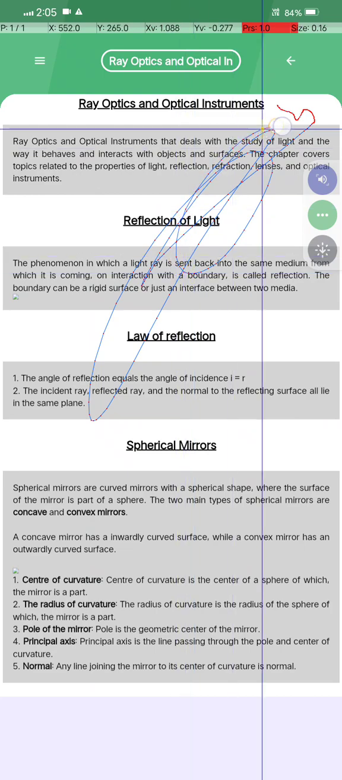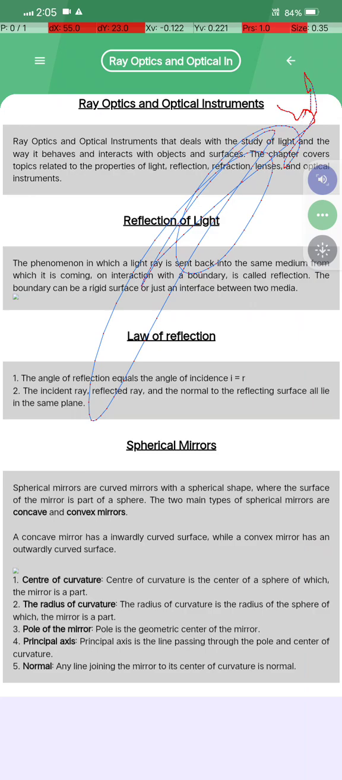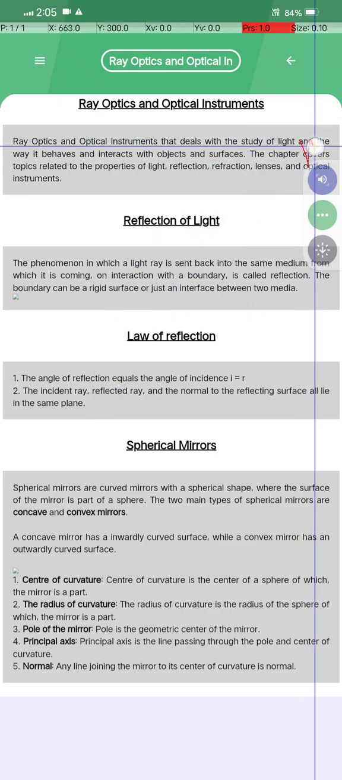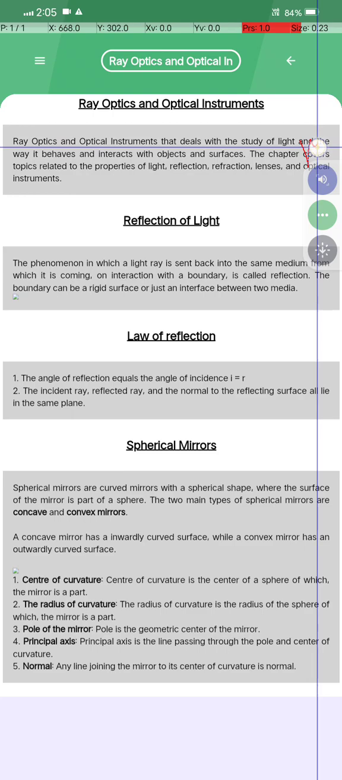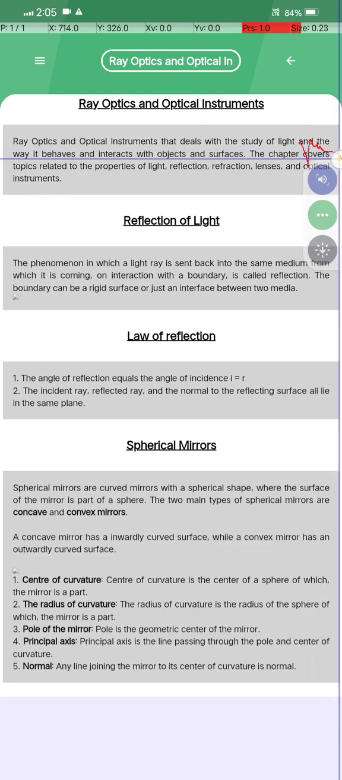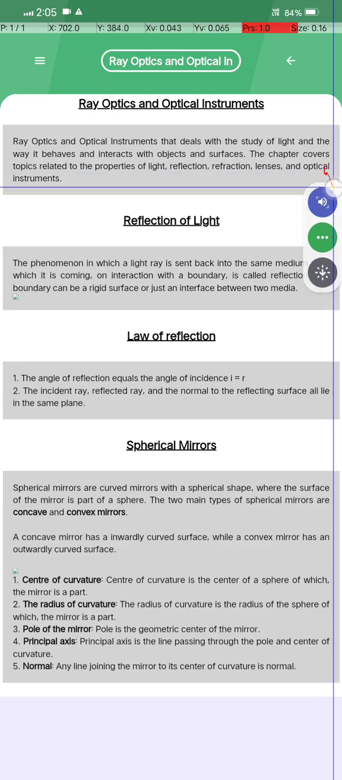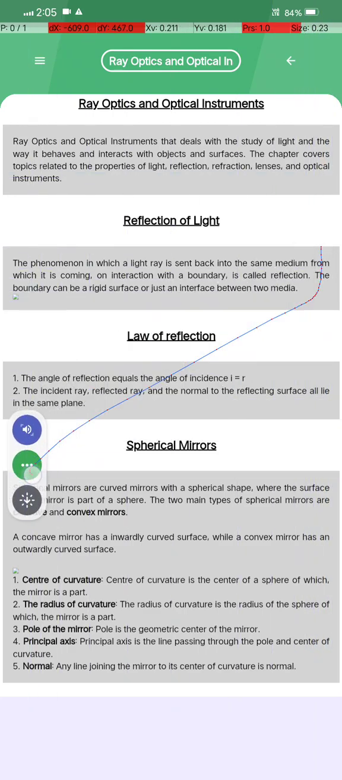Now today we are starting the chapter, ray optics and optical instruments. Ray optics and optical instruments deal with the study of light and the way it behaves and interacts with objects and surfaces. The chapter covers topics related to the properties of light, refraction, lenses and optical instruments.